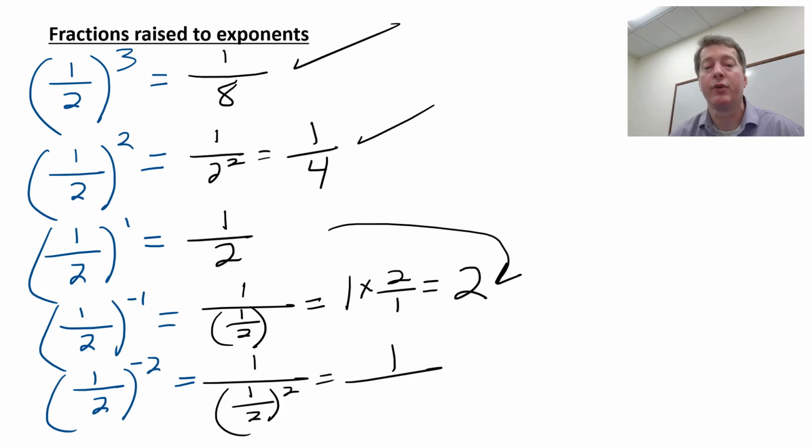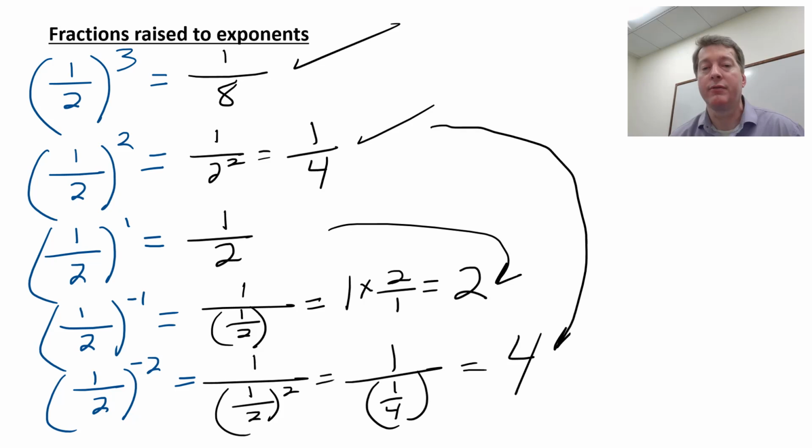It's the same as 1 over 1/4. That is the same as 4. So I'm taking a fraction, raising it to a negative exponent. It's actually becoming a bigger number, not a smaller number. And 1/2 to the negative 2 is the reciprocal of 1/2 to the positive 2.